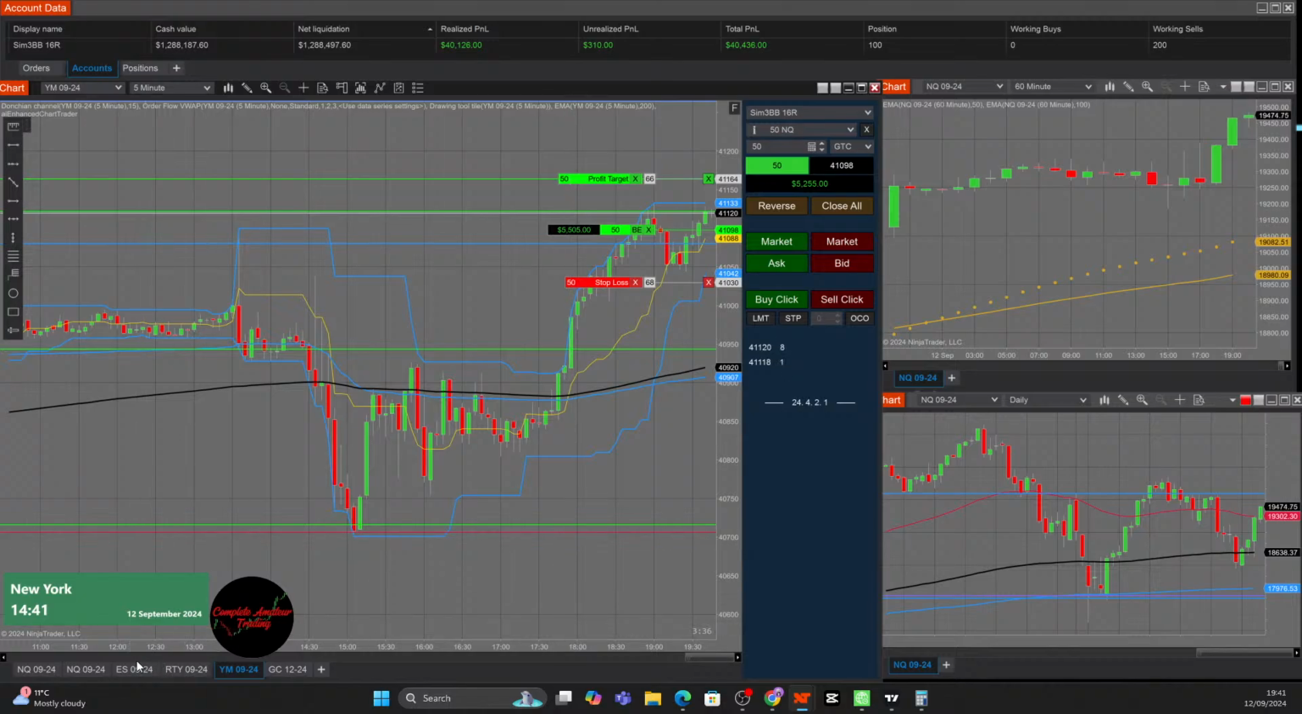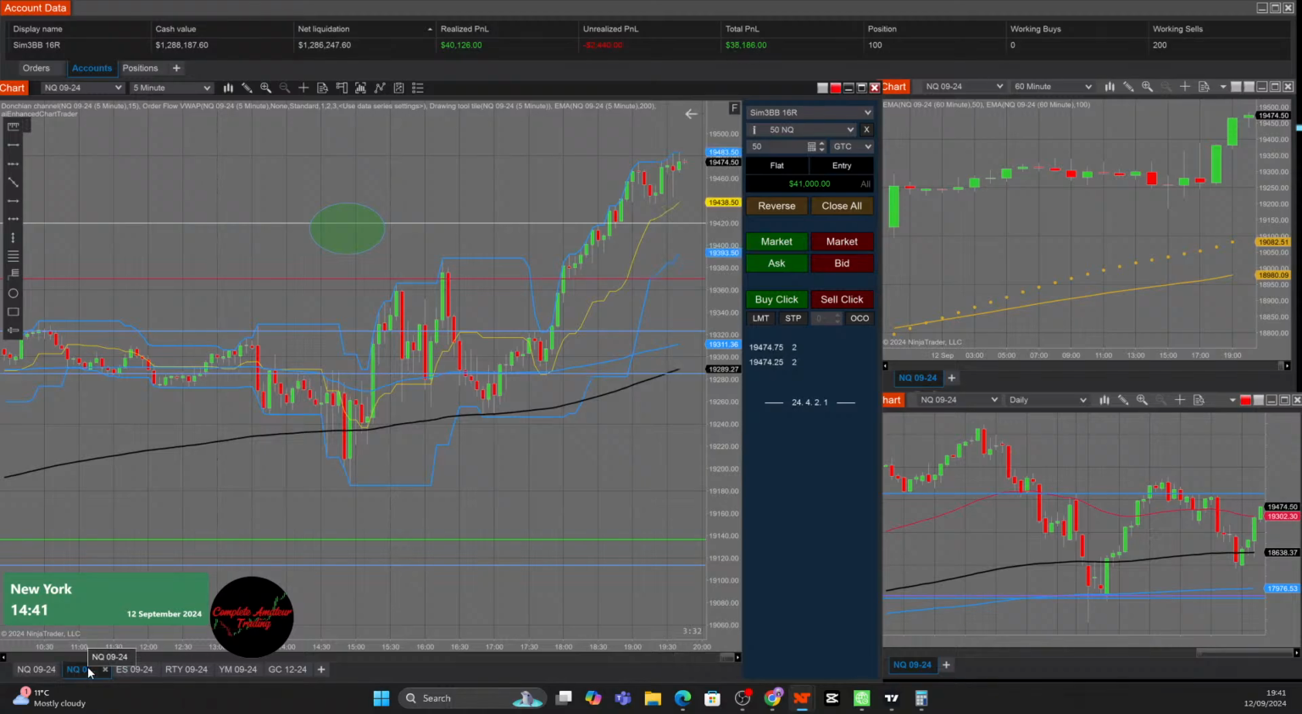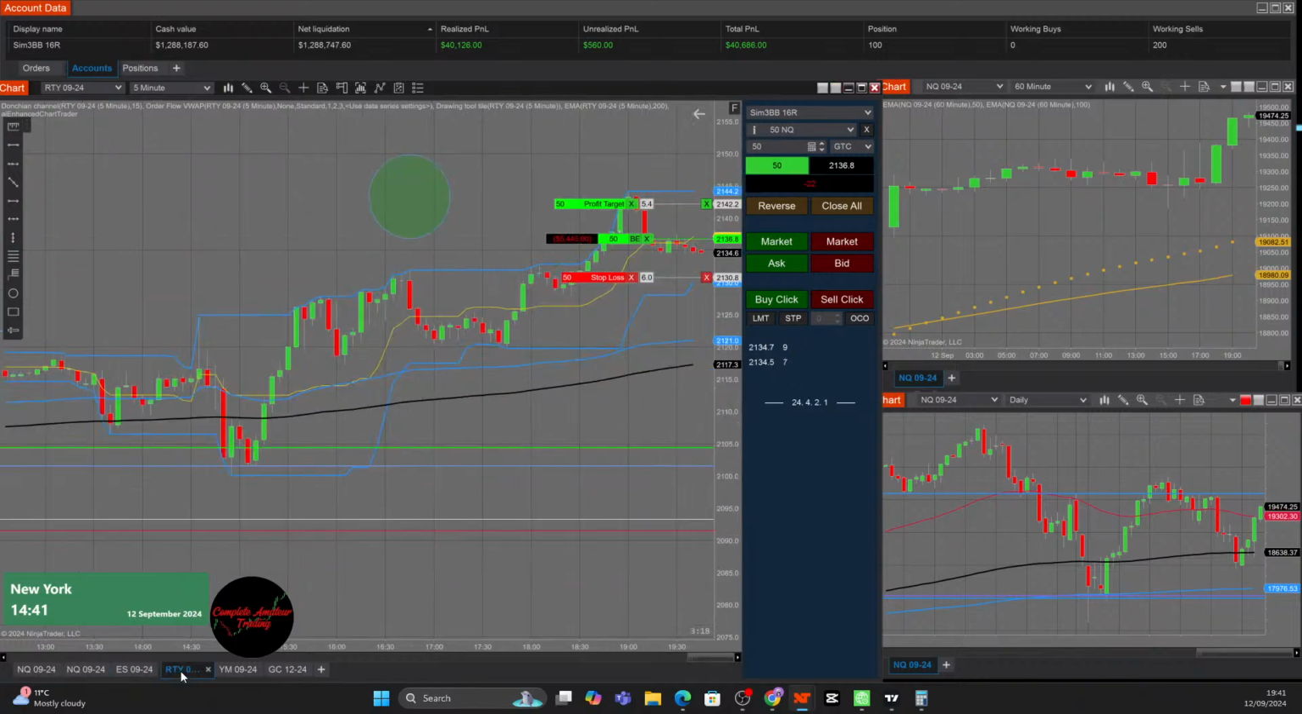Still seeing strength on ES and NQ. Thing is, I just don't have a setup to get in. That's the only thing over there. No setup. Zero setup.